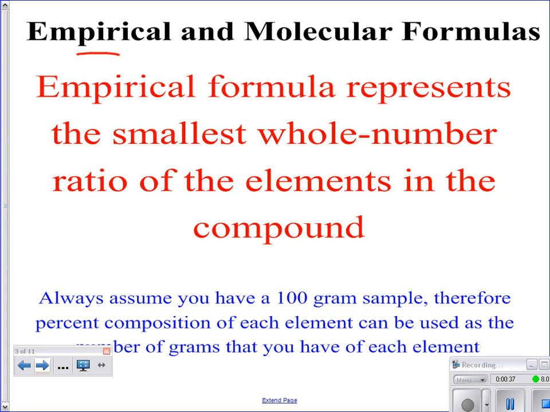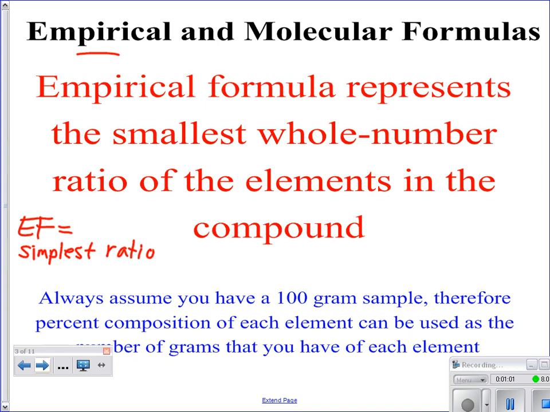And we're going to talk today both about empirical formulas and molecular formulas. The first thing you need to realize is that an empirical formula is going to be the simplest ratio for a formula. It's the smallest whole number ratio of the elements in that compound, which is what we have written up here.